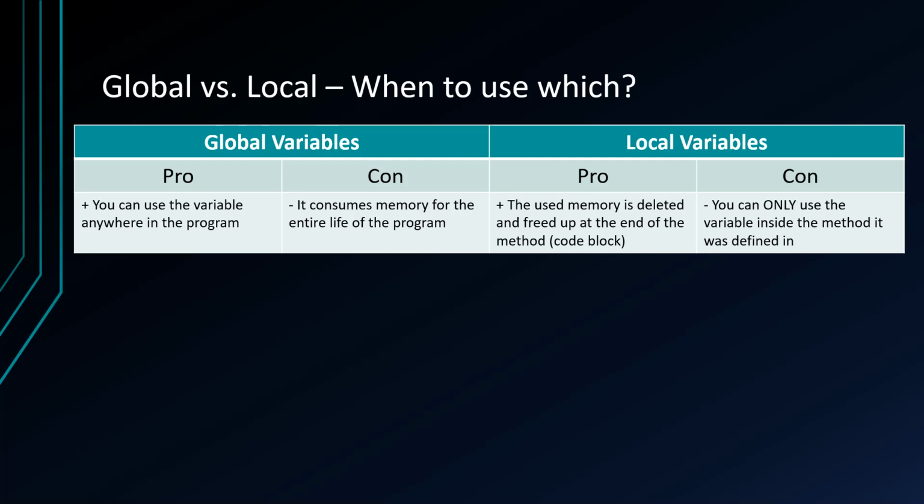So time and space. Okay, that's what we're looking at. So let's jump over to local variables. The big pro for local variables: the used memory is deleted and freed up at the end of the method or the code block. Just completely, it's gone. We don't have to worry about it anymore. And that frees it up for a whole bunch of other things.